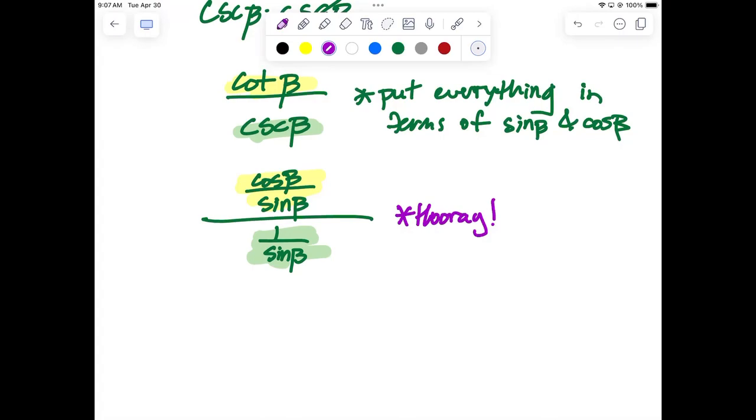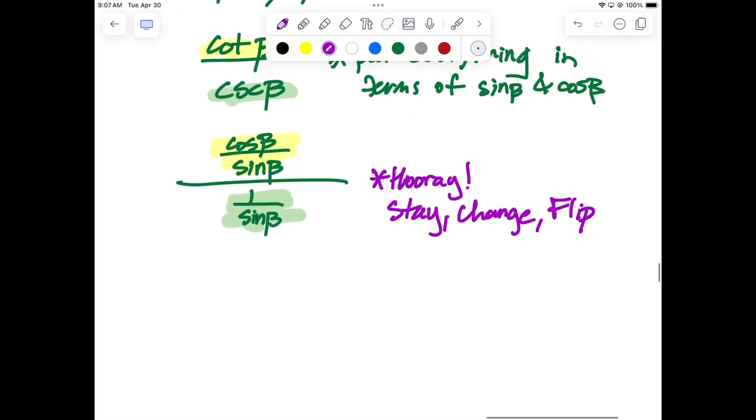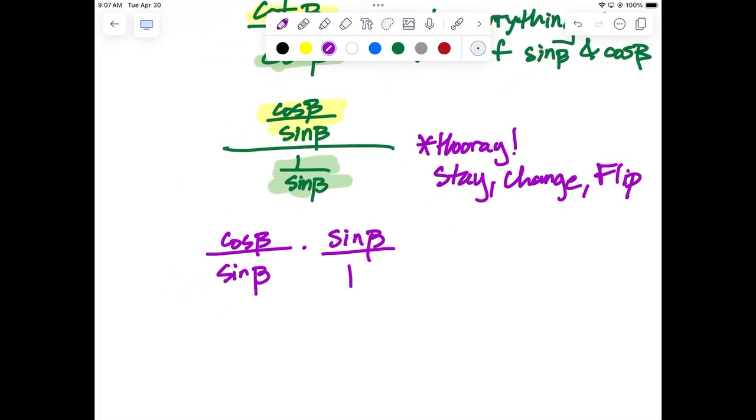Because what's the next step always algebraic when you have a complex fraction? Stay, change, flip. Stay, change, flip. Or lick them over lick them. Let's do stay, change, flip because the denominator is a single factor. So I get cosine of beta all over sine of beta times sine of beta over 1. And what happens with your sine of betas? They divide out, and we're left with cosine of beta over 1.